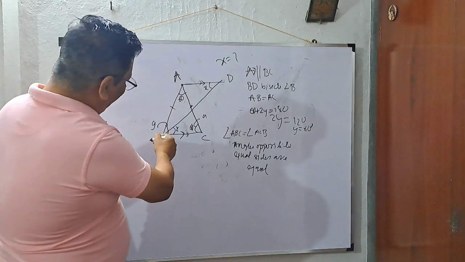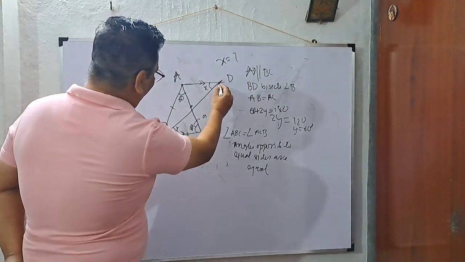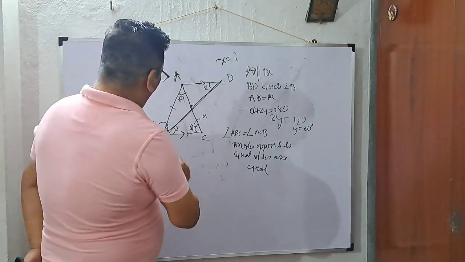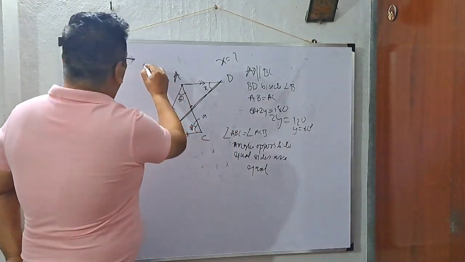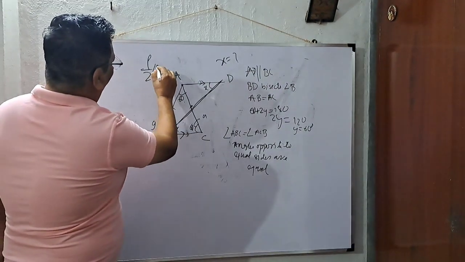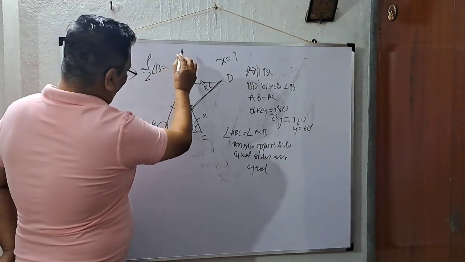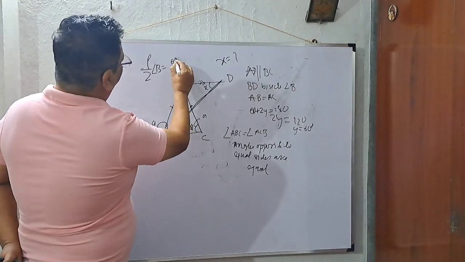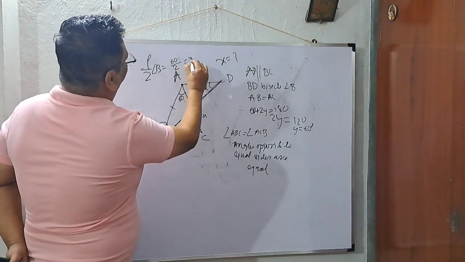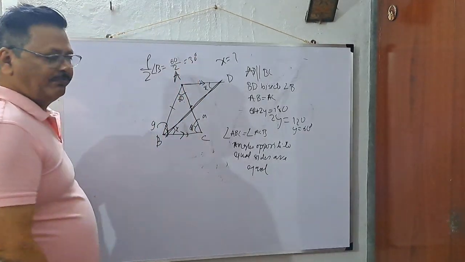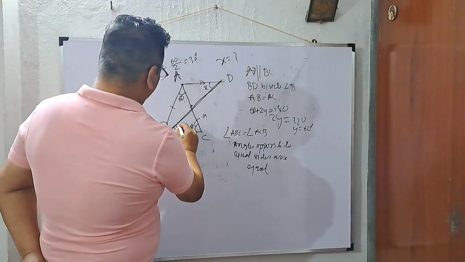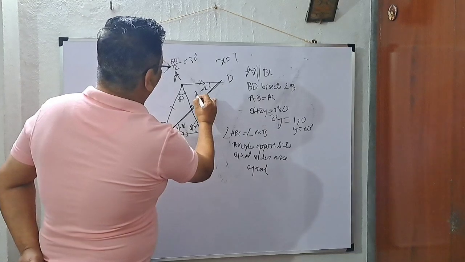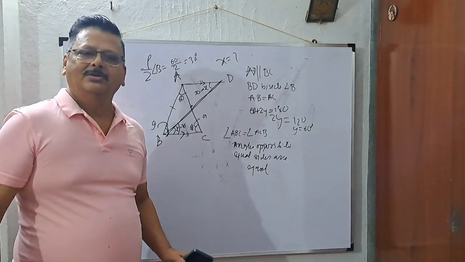Now it is said that BD, this line, bisects this angle. So therefore, half angle B is equal to 60 by 2, 30 degree. Right? Correct? So therefore, this angle is equal to 30 degree. Therefore, this angle is also equal to 30 degree. Am I clear? Okay, fine.